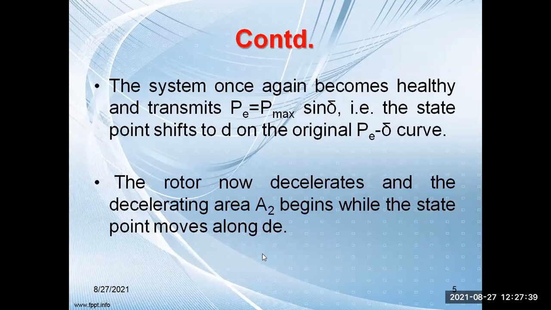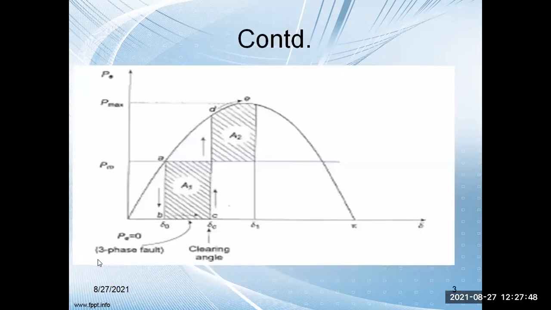The system once again becomes healthy and transmits P equal to P max sine delta, and the state point shifts to D on the original P-delta curve. Just now I told you that at the clearing angle, the power is restored back. Immediately the operating point will shift from C to D. The operating point is now at this position, which means the electrical power output is more than your mechanical input.